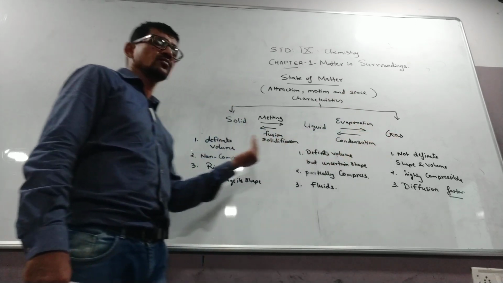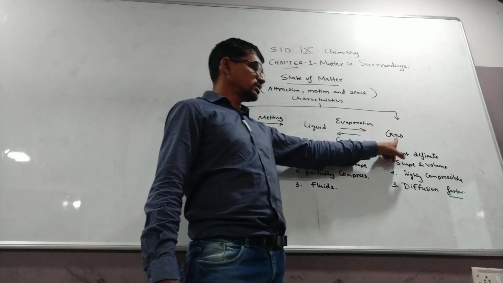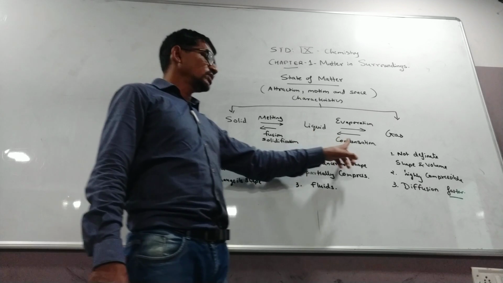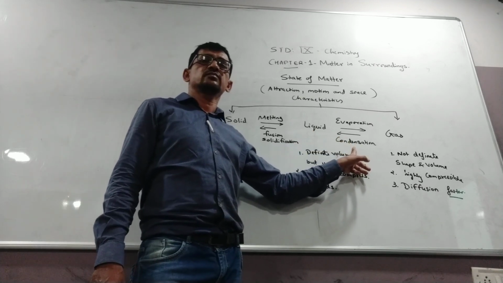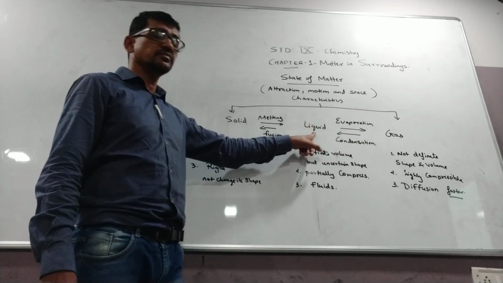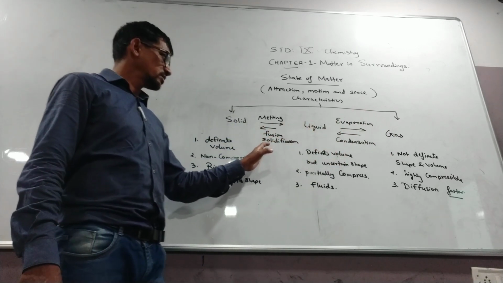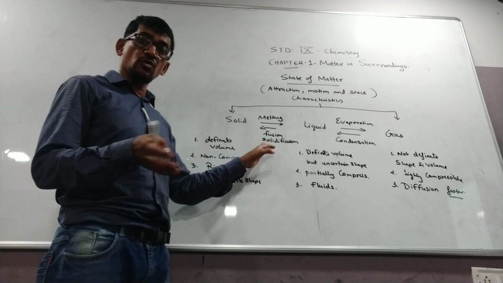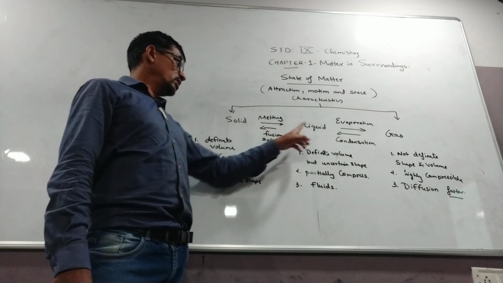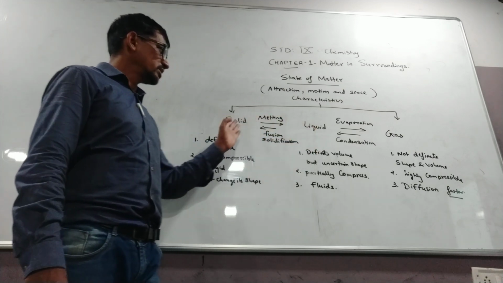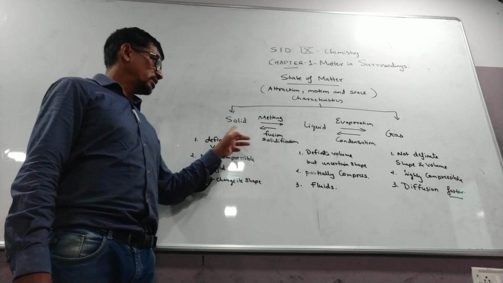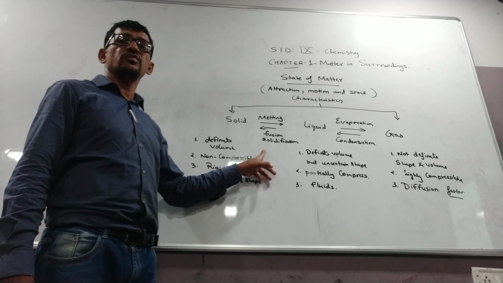In the reverse form, gas, if you decrease the temperature, then it is converted to liquid. That is known as condensation. Condensation of gas. Gas converted to liquid. Similarly, liquid, when temperature decreases or pressure increases. Pressure and temperature are inversely proportional. So if the temperature of a liquid decreases, then that liquid is converted to solid. That is known as fusion or solidification.